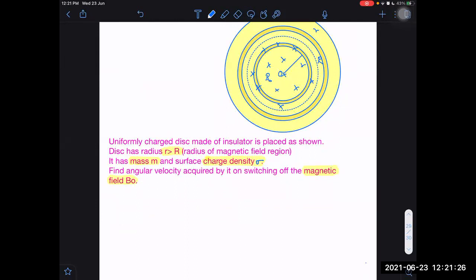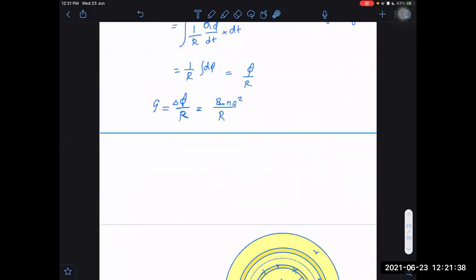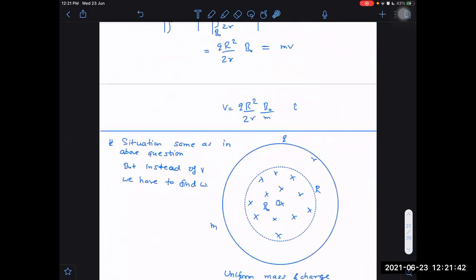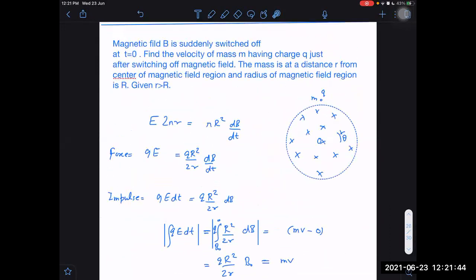How did you do it for the ring? See, that is what happens when somebody else does it. It appears easy, but when we start doing it ourselves, take a clue from the ring. Let us go back to the ring. What was the form for the ring? Torque on the ring.